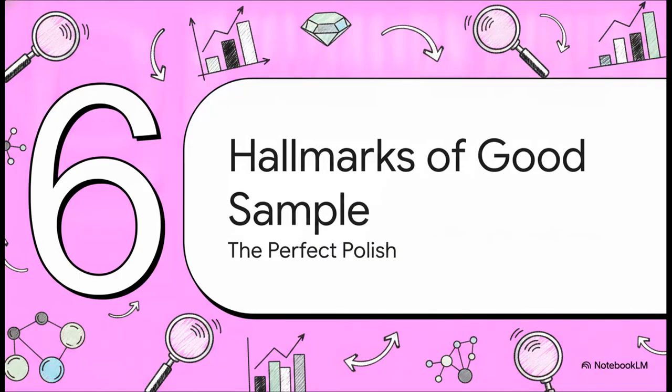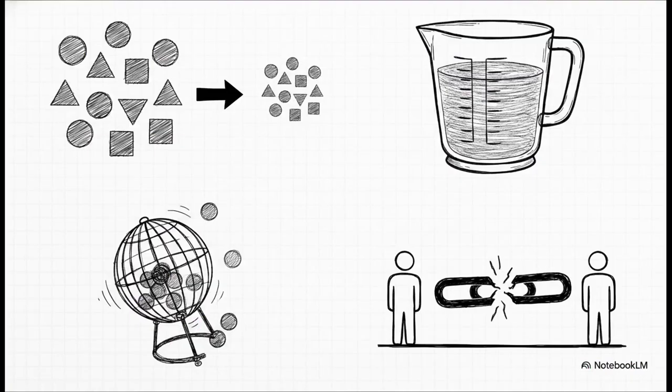Section 6. Hallmarks of a good sample, the perfect polish. All right, to wrap all this up, a truly reliable sample basically requires hitting 4 key markers. First, it must be highly representative, meaning it perfectly mirrors the diverse characteristics of the target population. Second, it must be adequately sized to shrink down that unavoidable sampling error we just talked about. Third, it should leverage randomness to prevent human bias from creeping in. And fourth, it absolutely must have independence, meaning picking one unit doesn't influence or dictate the selection of another. Hit these 4 markers, and your data is going to be rock solid.